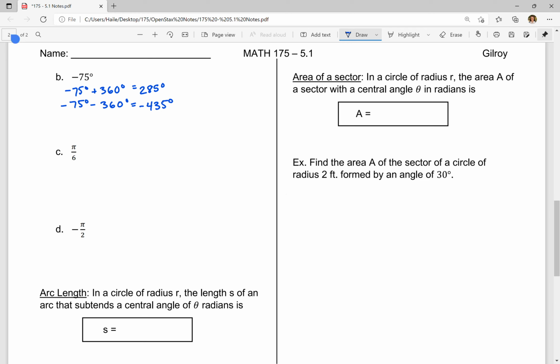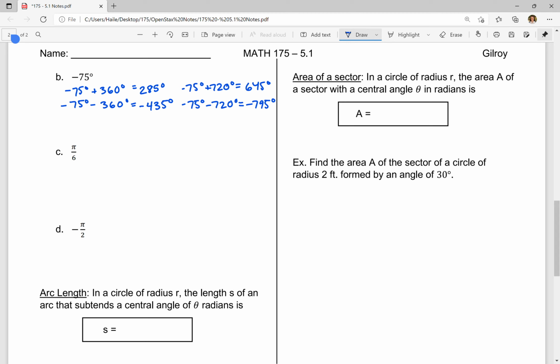Okay, and then let's say I add 720 and subtract 720. So we have negative 75 degrees plus 720 degrees and negative 75 degrees minus 720 degrees. The first one is going to give me 645 degrees, and the second one is going to give me negative 795 degrees. So those are two positive and two negative angles that are coterminal with negative 75 degrees.